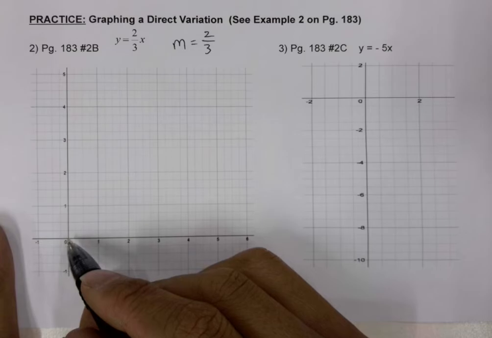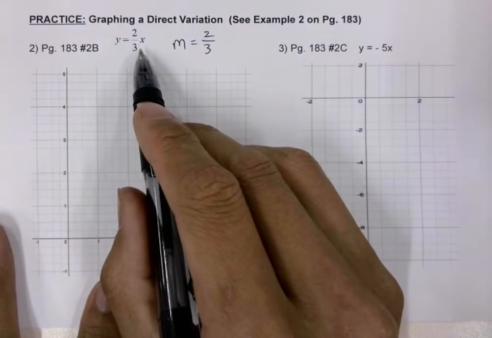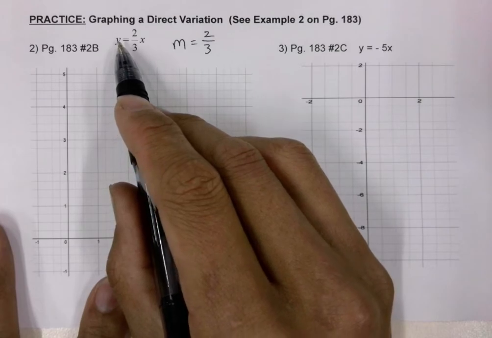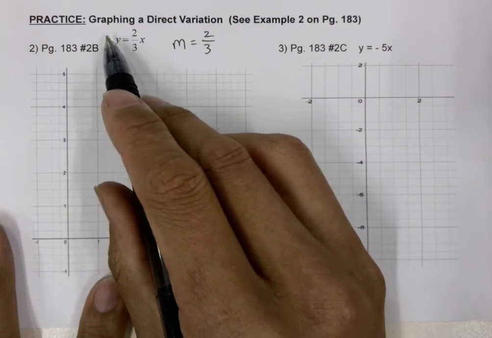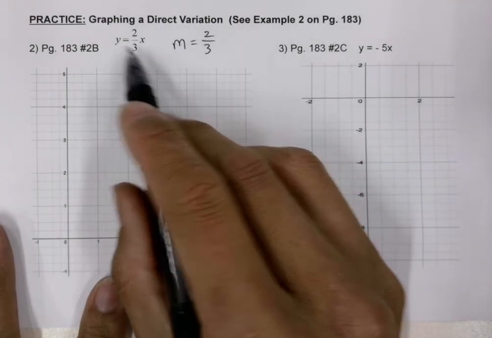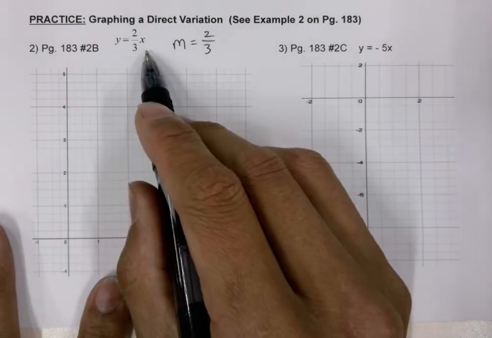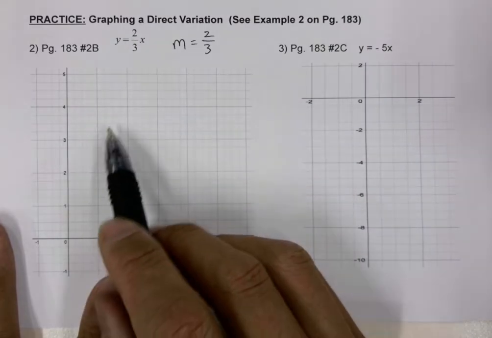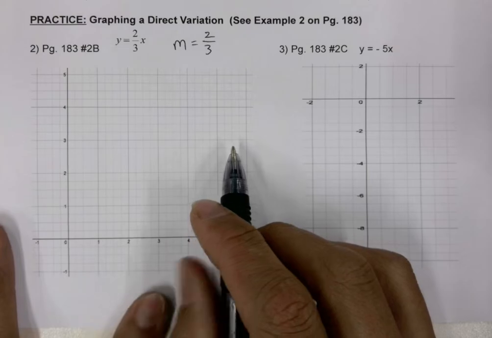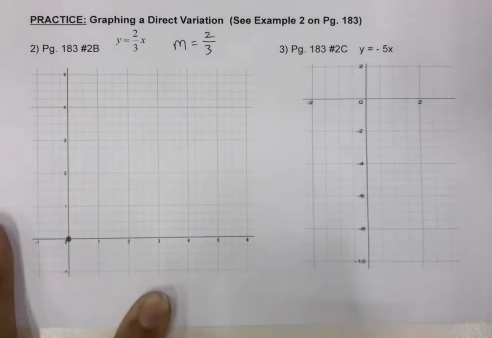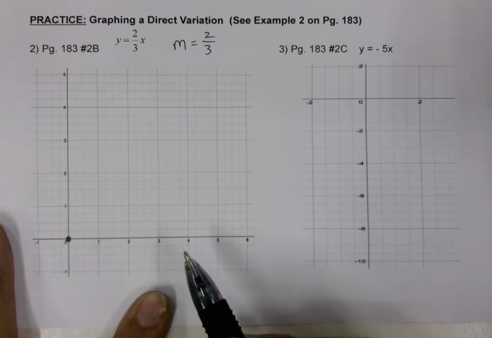How do I know that? Well, if I substitute 0 for x and 0 for y, we get 0 on the left side of the equal sign, and we get 0 on the right side of the equal sign. The equation holds true, and so I know that (0, 0) is on the line described by this direct variation. So that can be our first point, (0, 0), on any direct variation.